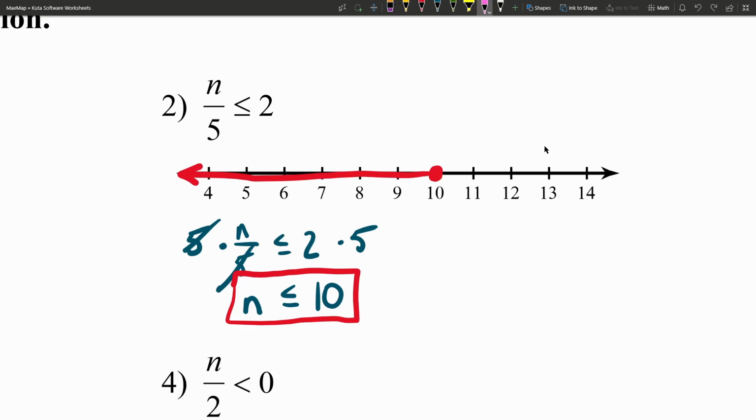And if you're confused on which way to shade, I'll leave a link up here to an introductory video on inequalities. So go ahead and check that out if you're still unsure of which way to shade on the number line. For now, let's continue on to number 3.